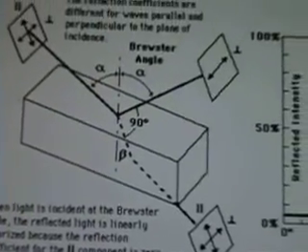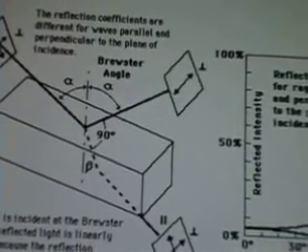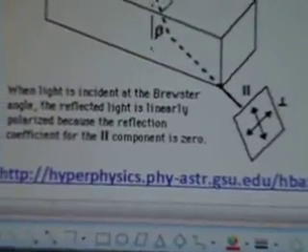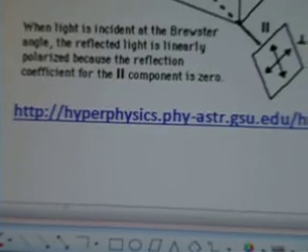When light is incident at the Brewster angle, the reflected light is linearly polarized because the reflection coefficient for this component is 0. hyperphysics.ph-astr.gsu.edu. March 22nd, 2012. My thoughts.